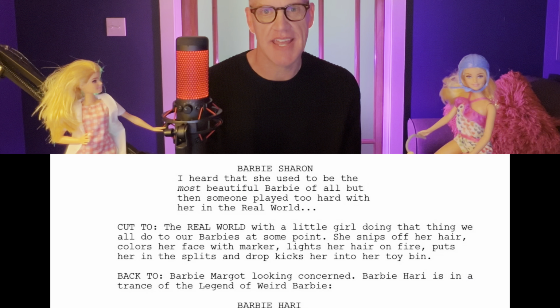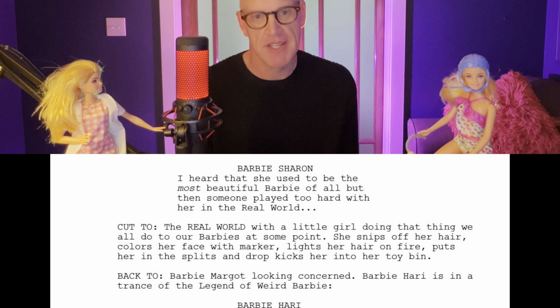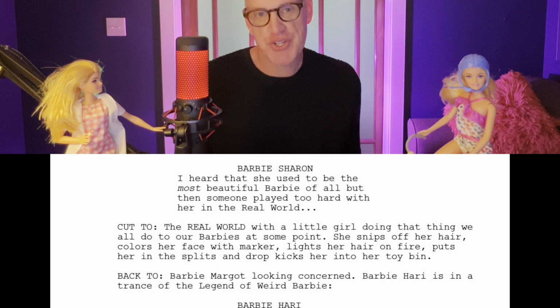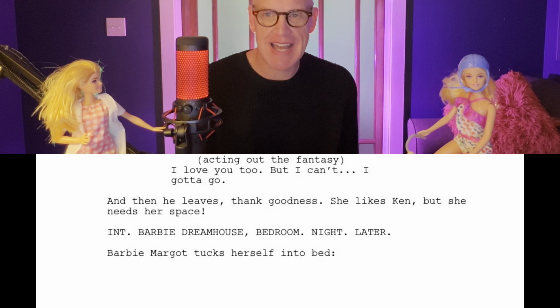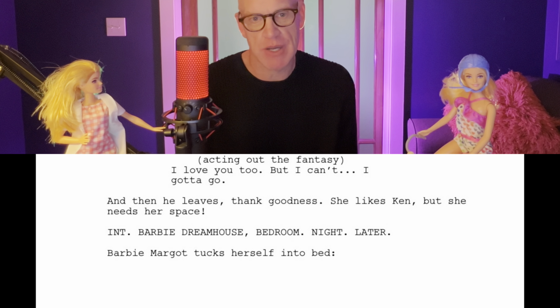On page 18, they use a cut to instead of a scene heading. It says, cut to the real world with a little girl doing what all little girls do with their Barbies at some point. More traditionally, you would just put that as a scene heading, show what happened, and then back to the other scene. Here they forego the scene heading altogether. Page 14, they use 2 time designations on one slug. It says interior Barbie dream house, bedroom, period, night, period, later, period.